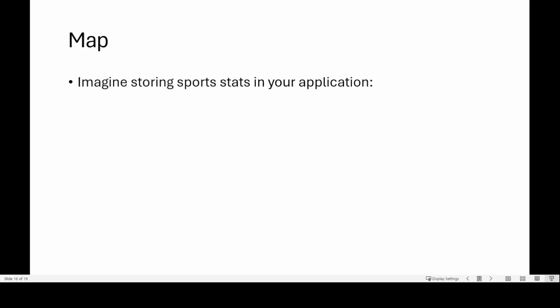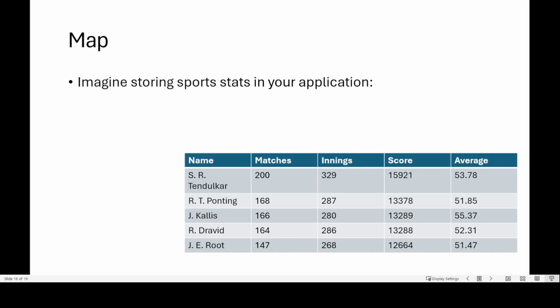Understand the next STL container that we want to cover, which is map. Imagine that you're storing sports stats in your application. So something that looks like this: player's name, the number of matches they've played, the number of innings that they've played, the number of runs that they've scored, and their batting average. Where would you store this?